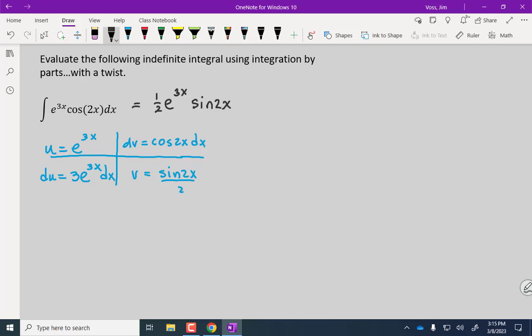And we usually write it in that order. Usually we put the exponential in front of sine, so it doesn't look like it's part of the angle. So we usually write constant and then exponential and then trig function. Okay, so uv minus the integral of v du.